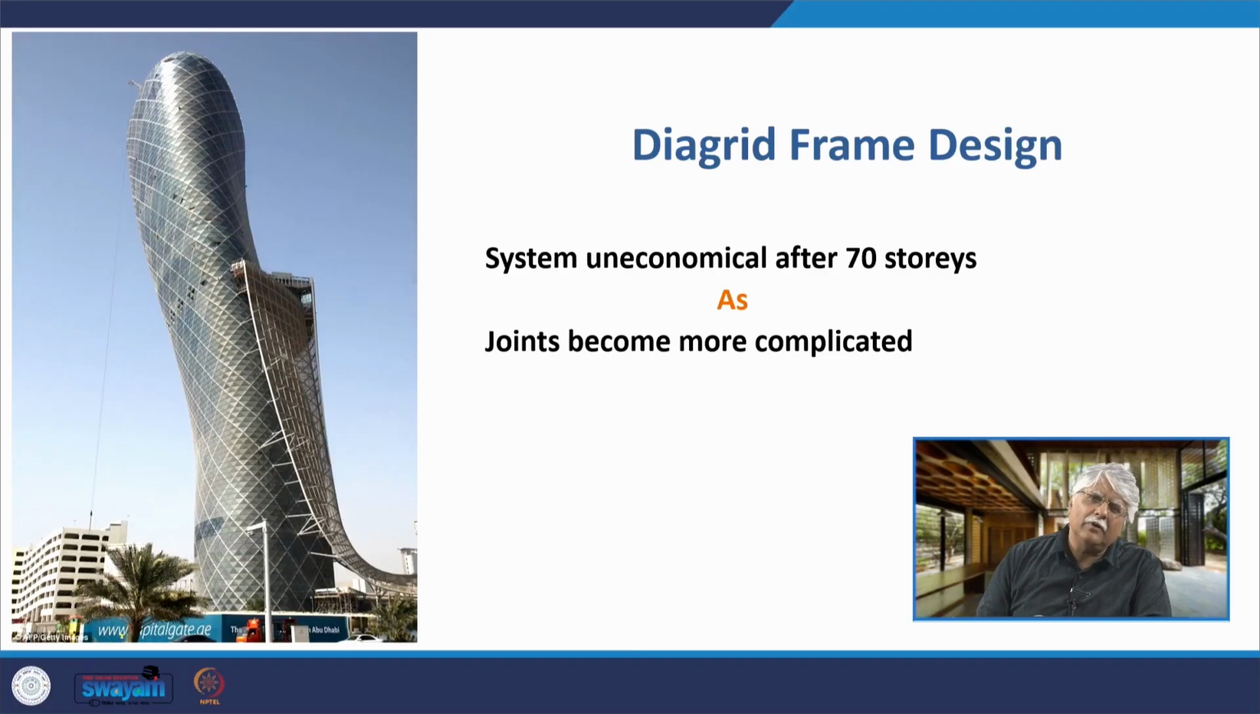The system though is uneconomical after 70 stories, because then the joints become more complicated. So this is one limitation of the Diagrid frame design, that there is a restriction in the number of stories yet possible with the Diagrid frame. We do not know if in the years to come that could be overcome.